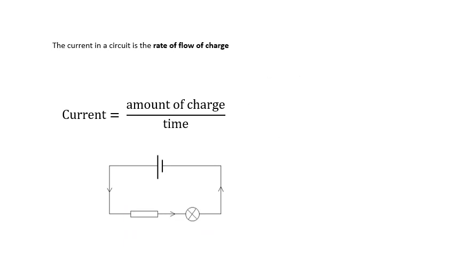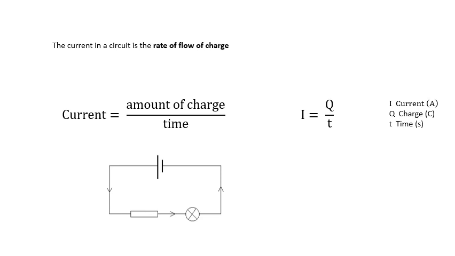In a circuit, it's not water, it's charge. Something called charge flows around this circuit. In this circuit, it's going to go from positive to negative, anti-clockwise. We have current is the amount of charge divided by time. Current is the rate of flow of charge. So I equals Q over T.